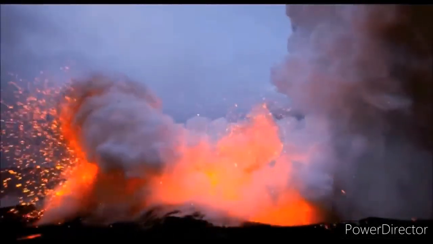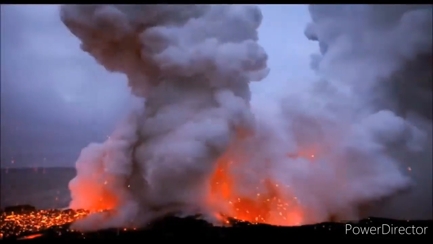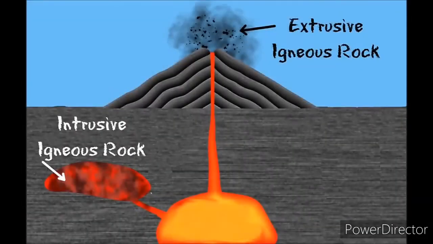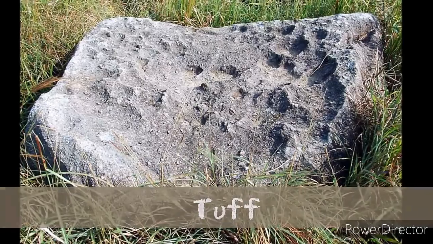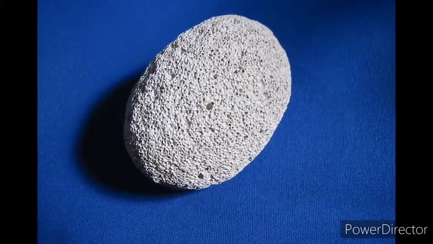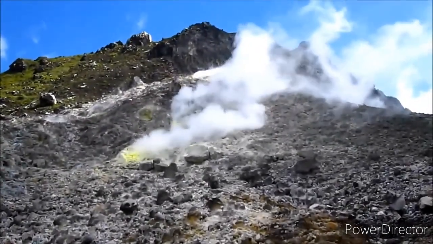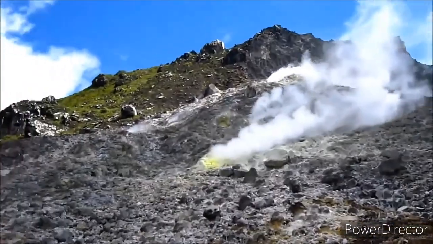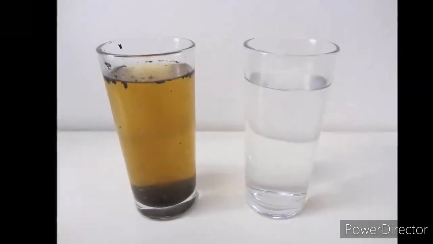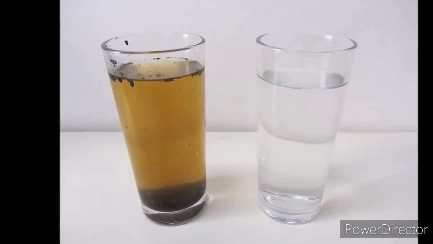Other times, lava cools when it comes to the surface in a volcanic eruption. This forms extrusive igneous rock. Some examples of extrusive igneous rock are tuff, obsidian, and pumice. Igneous rocks make up about 95% of the Earth's crust. The next type of rock is sedimentary rock. Sediment is small particles of sand, mud, and organic material that settle to the bottom of water or land areas, often lakes or oceans.